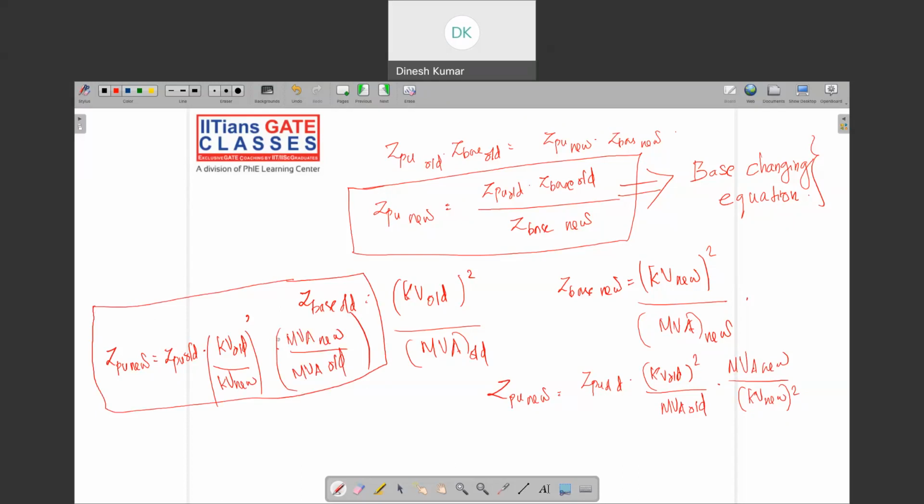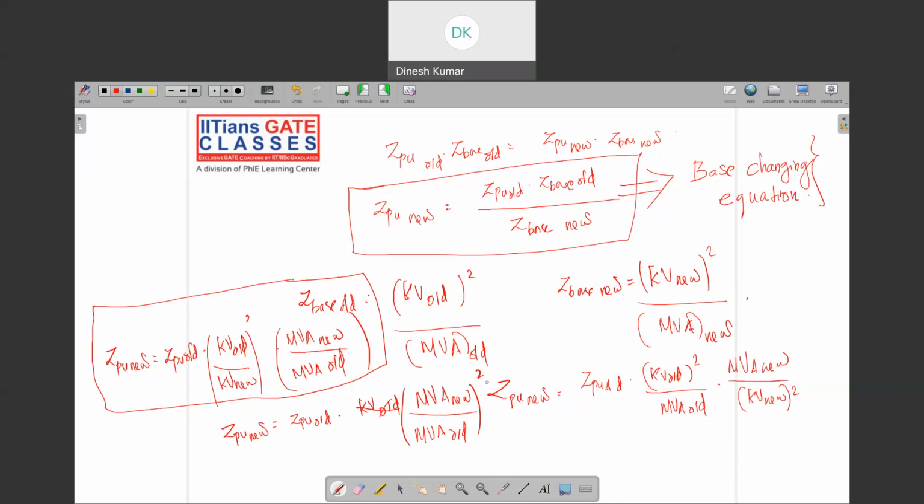So in both cases, if kV old and kV new are the same, and there is only a difference in the MVA, then what can we write? Then Z per unit new equals Z per unit old into kV old divided by kV new, but these are actually the same, so this will get cancelled, into MVA new divided by MVA old. So Z per unit new equals Z per unit old into MVA new by MVA old. Okay, so these things you should remember for the examination.